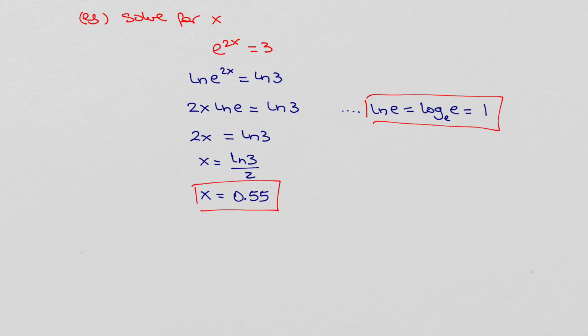So for all these examples, I've gotten my answers correct to 2 decimal places. But again, in your Leaving Cert, it could be 3 or 4 decimal places or 2 or 3 significant figures. So always highlight what exactly it is it's asking you to get your answer correct to.